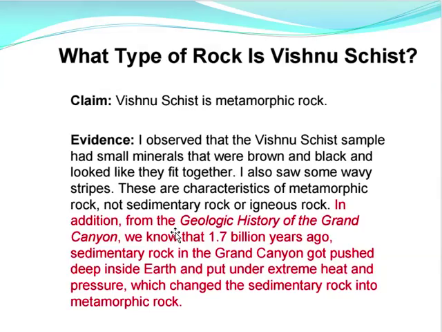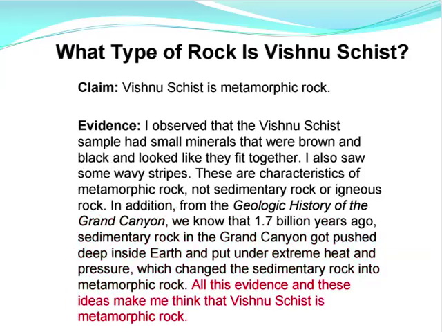So in addition, from the Geologic History of the Grand Canyon, we know that 1.7 billion years ago, sedimentary rock in the Grand Canyon got pushed deep inside Earth and put under extreme heat and pressure, which changed the sedimentary rock into metamorphic rock. So the last thing that I need to do is explain something that wraps this whole argument together. And so I'll just add an additional sentence that says, all this evidence and these ideas make me think that Vishnu schist is metamorphic rock. See, this is easy. You can totally do this.